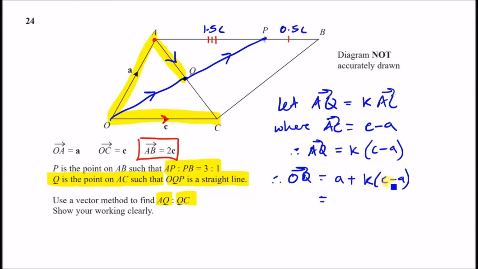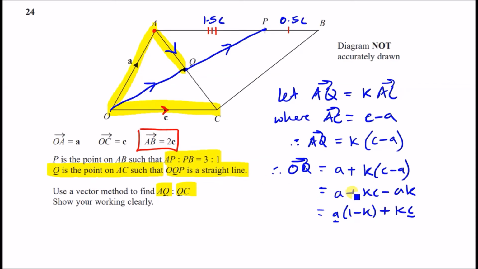You can expand this, so you're going to get A plus KC minus AK, collecting in terms of vectors, because for these kind of questions we must always keep in terms of vectors, yeah? So we're going to have basically factorize the A out. We're going to have (1 minus K) A plus KC, yeah? I'm going to put a little line for the vectors now. So that's OQ done.